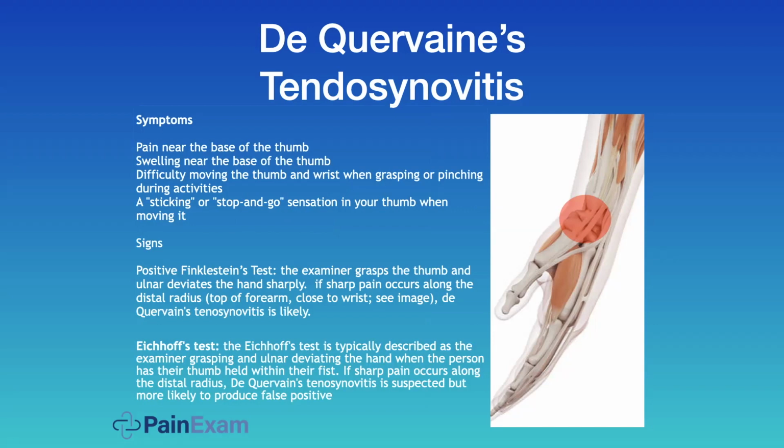Patients will complain of pain near the base of the thumb, swelling near the base of the thumb, and difficulty moving the thumb and wrist when grasping or pinching during activities. A sticking or a stop-and-go sensation in the thumb when moving may occur.